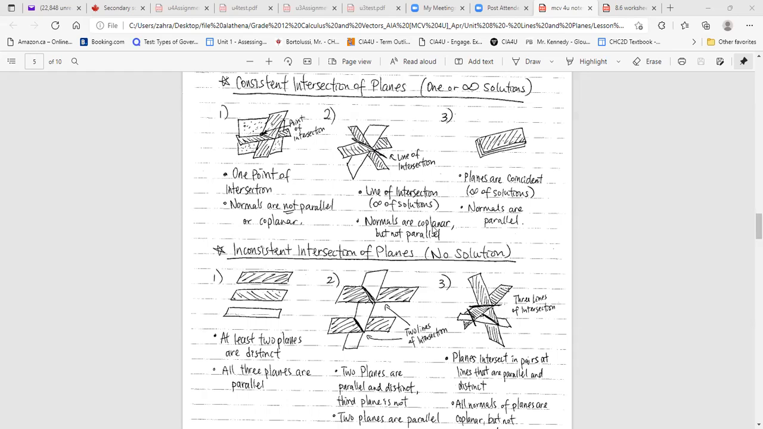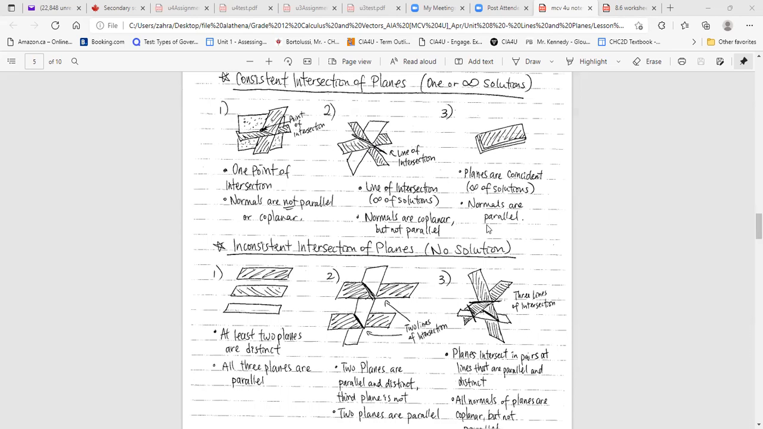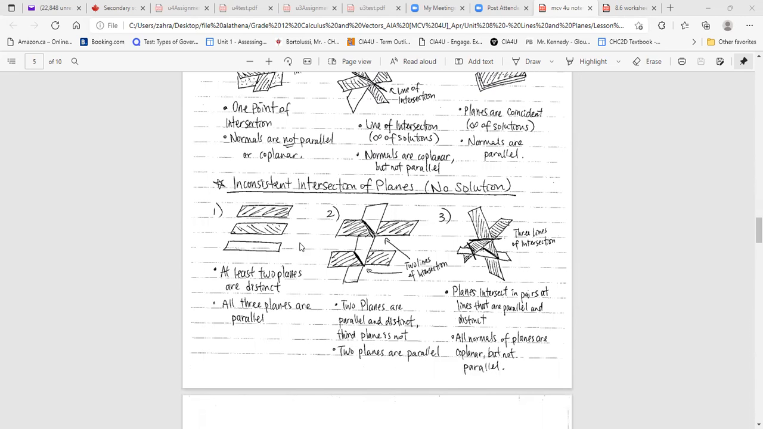The normals are coplanar, but they are not parallel. And if they coincide, of course, there is an infinite number of solutions. When the normals are parallel, there are cases with no solution: all 3 are parallel and distinct, or 2 of them are parallel and the other one is not. Again, no solution, because you need a common point among all 3 of them.